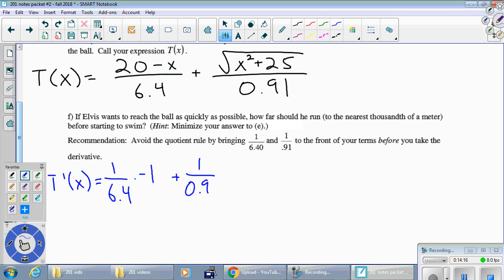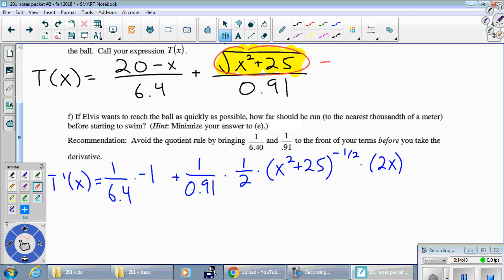Same deal with that 0.91, 1 over times, okay, this next derivative is a little bit tougher, but we're doing the derivative of this thing right here. And so again, imagine that as x squared plus 25 to the half power. We trade it for a fractional power. So the 1/2 comes down, copy the stuff inside, subtract 1 from the power, multiply by the derivative of the stuff in the parentheses. That's a 2x there. Probably should rewrite that. So this guy right here is really x squared plus 25 to the half. So that's what we were using for this derivative we just did.